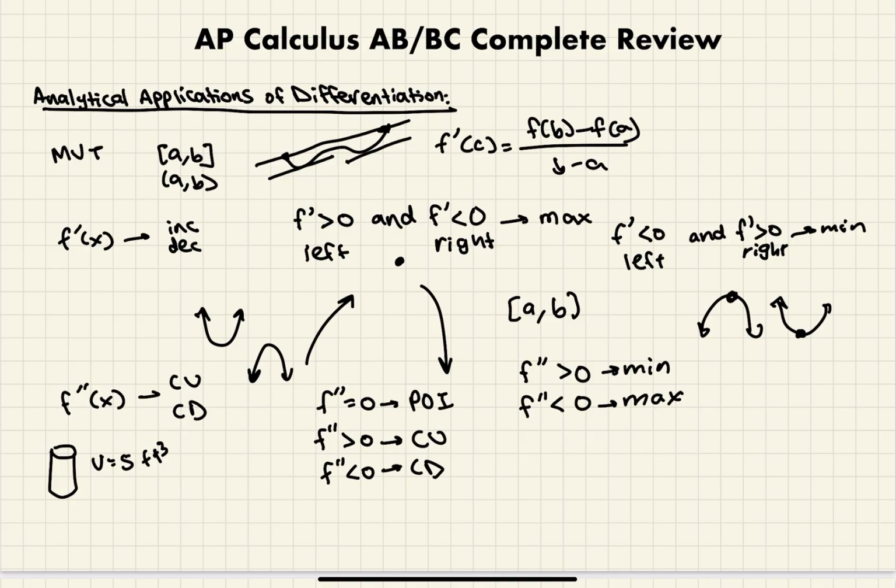So optimization problems are always, you want to minimize something or maximize something, and you have this other constraint. Like in this case, the volume is 5 feet cubed. So find the dimensions that will let us minimize or maximize whatever we want. So radius and height are the two dimensions we care about.